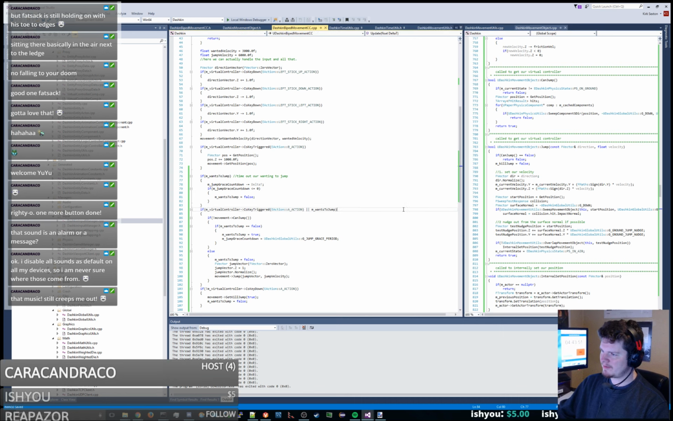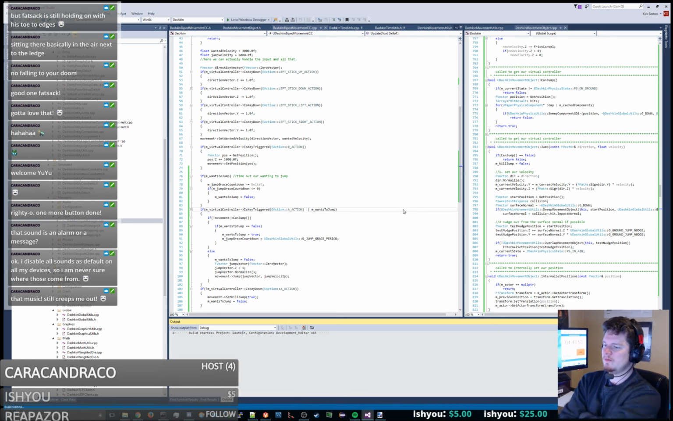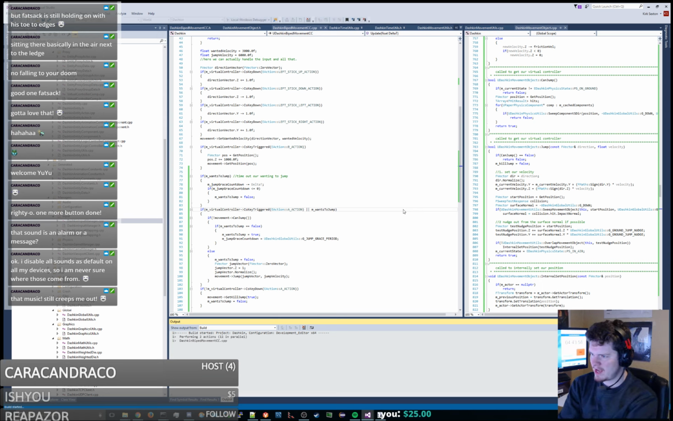So, how should we do this? Let's do jumping off the wall first. So, how should we be able to determine if we are actually able to jump off of a wall.